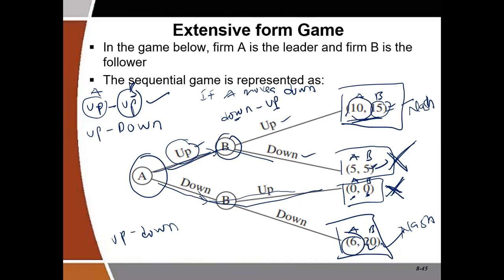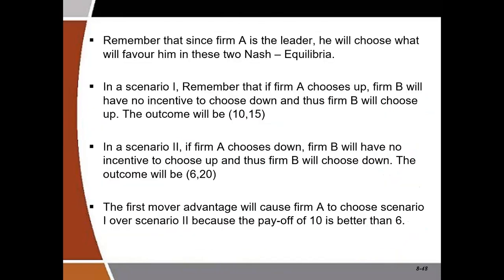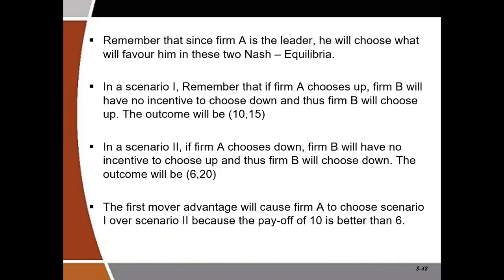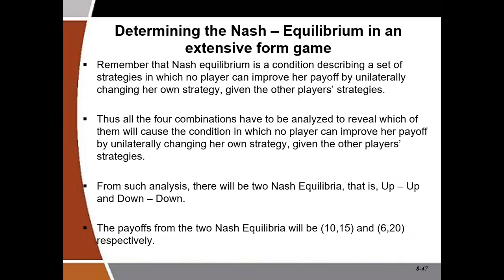So that means that the best Nash equilibrium between the two is this one, when they all play up. And that is referred to as the subgame perfect equilibrium, right?